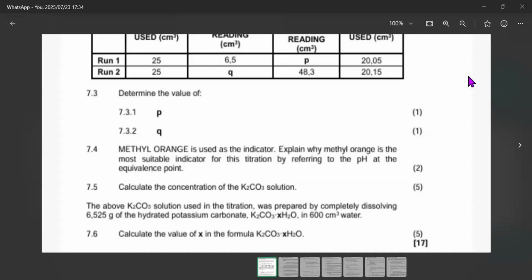So we're looking at the last one. They say to us, the above potassium carbonate solution used in the titration was prepared by completely dissolving 6.525 grams of the hydrated potassium carbonate in 600 cubic centimeters of water. And now they are asking us to please find the value of X in the formula that we see above.